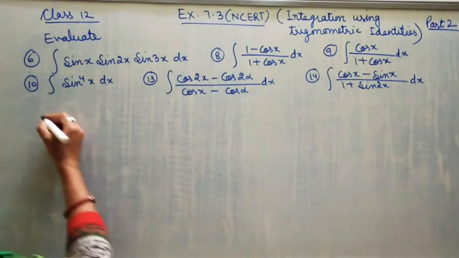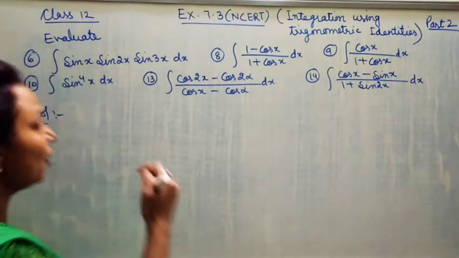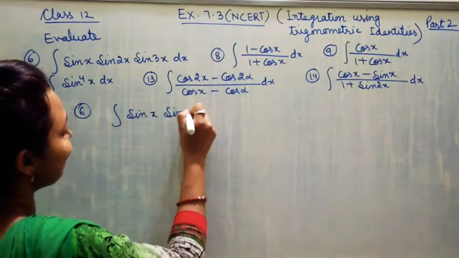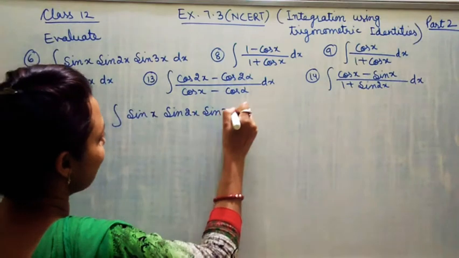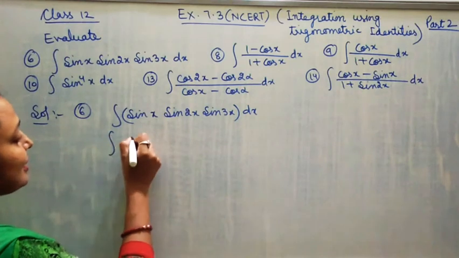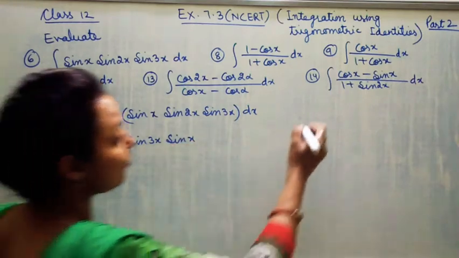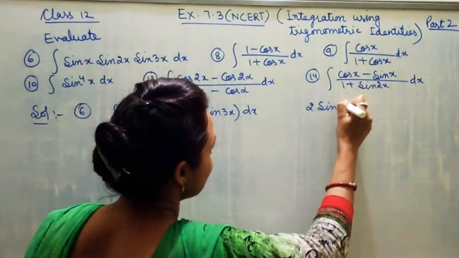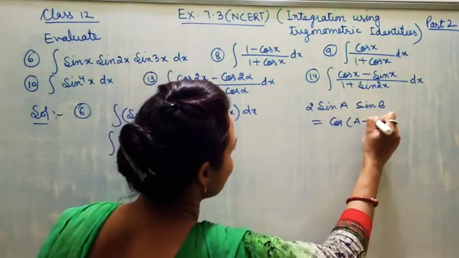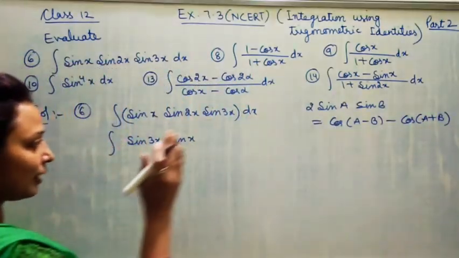How can we solve it? Before starting this question, I want to tell you one formula which we did in class 11. The question number 6 is sin x sin 2x sin 3x dx, right? Now I will take 2 sin 3x sin x together. Why? Because I want to apply the formula for sin A sin B. What is that formula? Cos(A minus B) minus cos(A plus B), right? So I will apply this formula in this question.